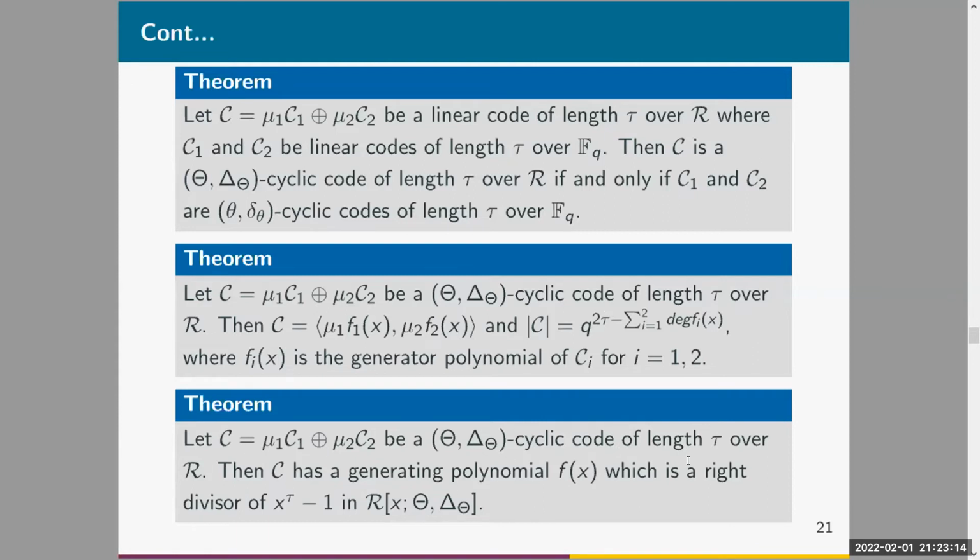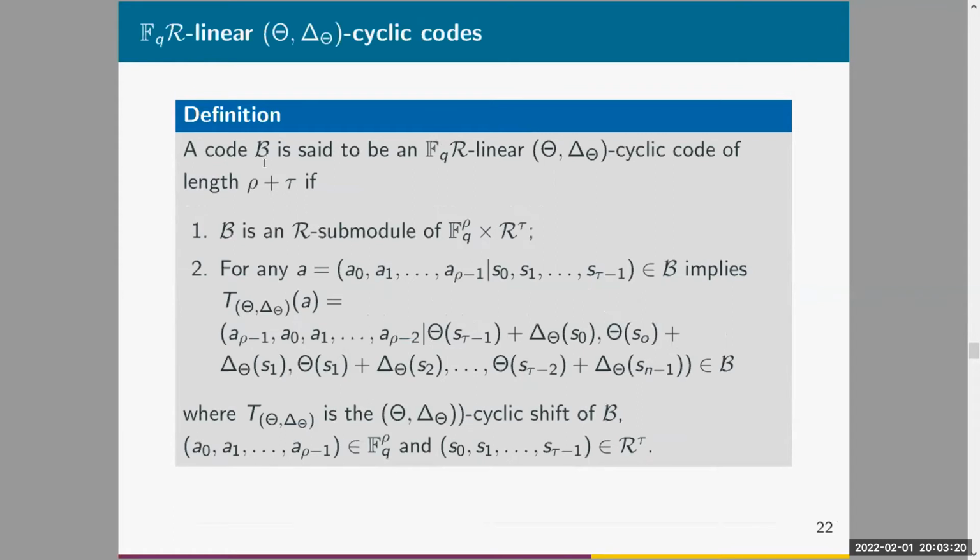Let C be a theta delta theta cyclic code of length tau over R, then C has a generating polynomial fx, which is a right divisor of x to the power tau minus 1 in this ring Rx theta delta theta. And now we will extend this work to mixed alphabet, that is FqR linear theta delta theta cyclic codes. A code B is said to be FqR linear theta delta theta cyclic code of length rho plus tau if B is an R2 module of this ring, as well as for any codeword A in B, its theta delta theta cyclic shift is again in B.